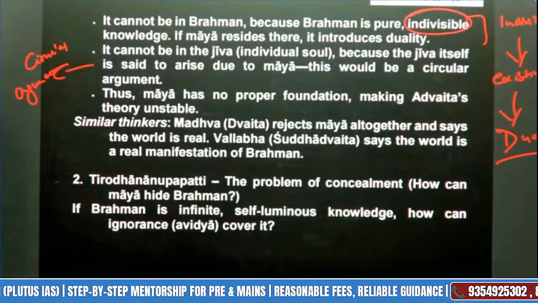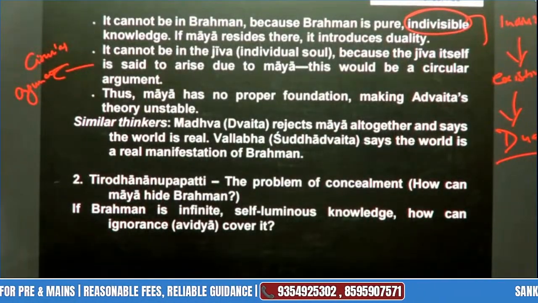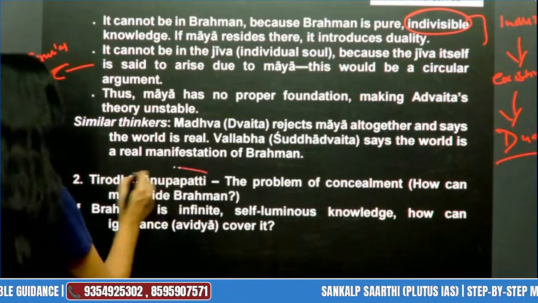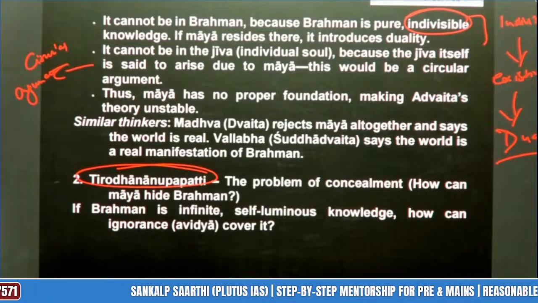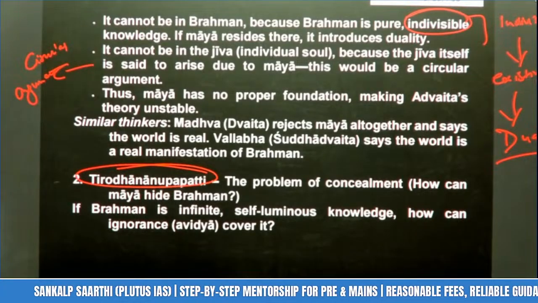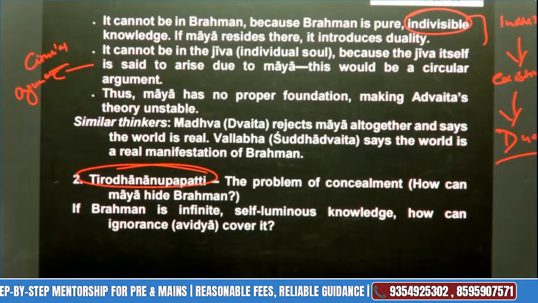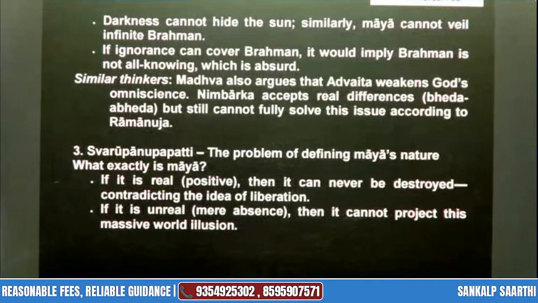Thus, Maya has no proper foundation, making Advaita's theory unstable. Okay. Then, second, also you have to write and learn these words also. Tirota Dhanapati, the problem of concealment. How can Maya hide Brahma? In this he asks that Brahma is infinite, self-luminous knowledge. How can ignorance cover it?